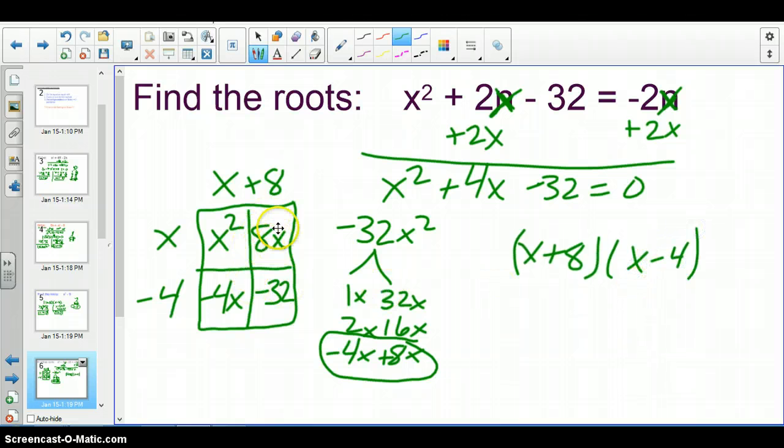So whatever we put into this box right here, that's what we're going to factor out up here. Whatever we put in this box right here, that's what we're going to factor out right here. Okay, so now we need to solve this. So we're going to get x equals negative 8 and x equals 4, because all we have to do is change these signs.